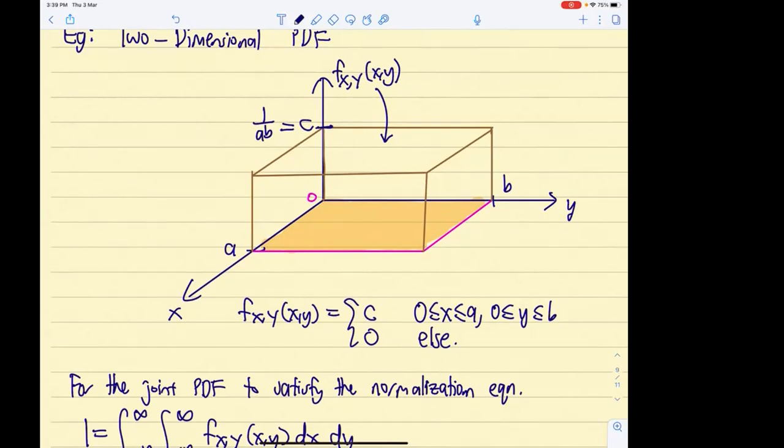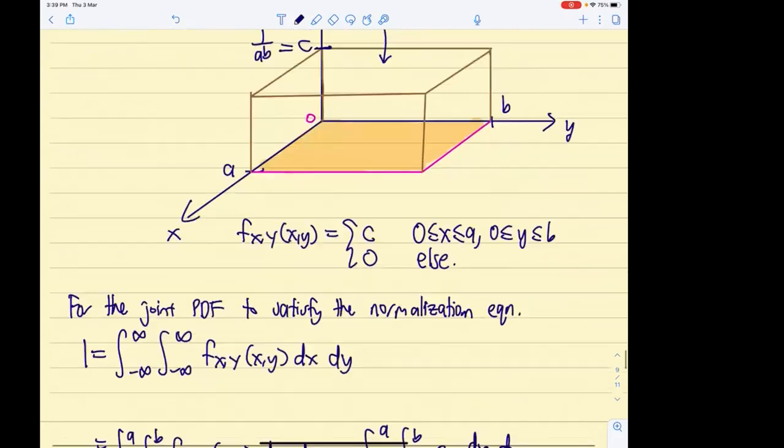We will do one last example. This is the visualization of the PDF. It's a two-dimensional surface. Unlike the one-dimensional case, where you have a curve and find the area under the curve, here you are trying to find the volume under this particular surface. And the surface is the surface of this density, this surface here. Got it?